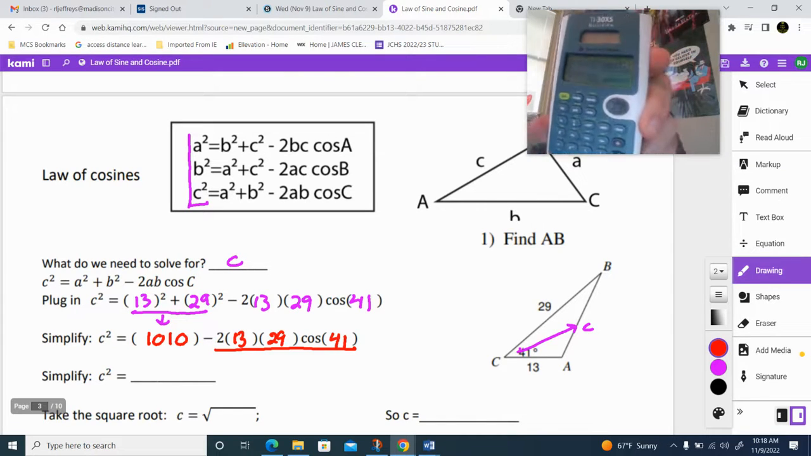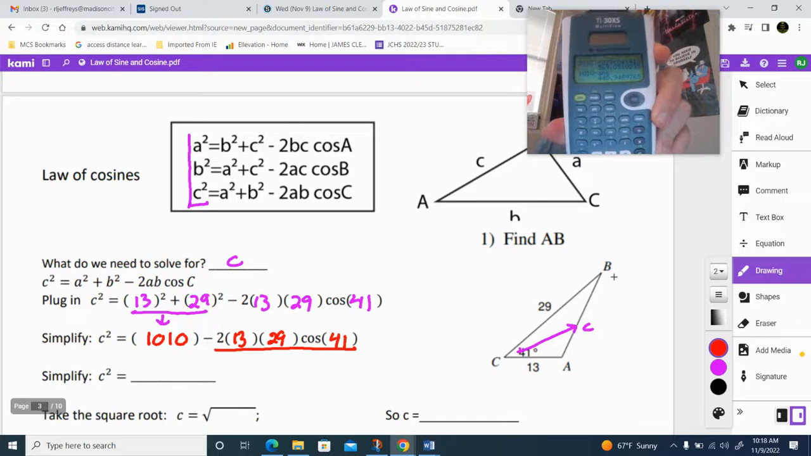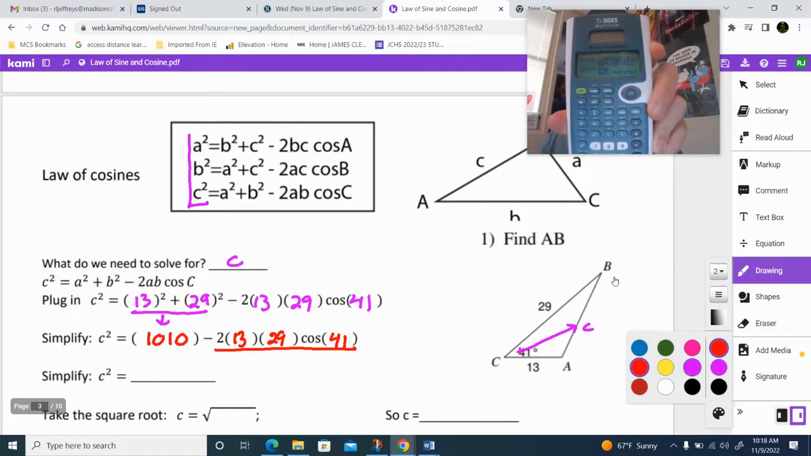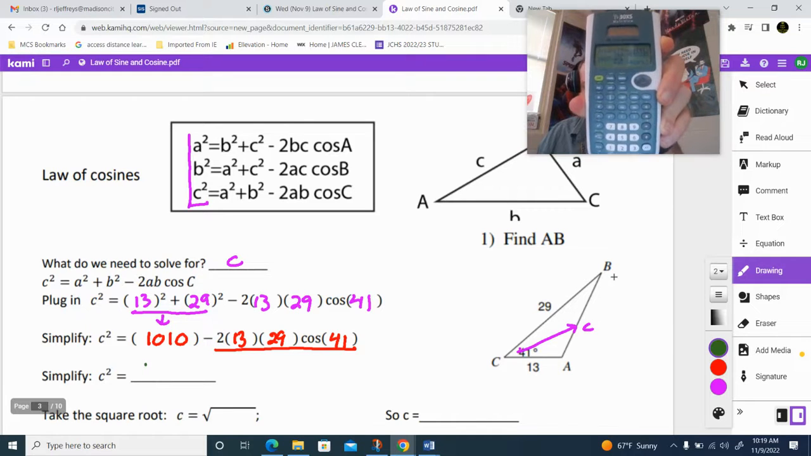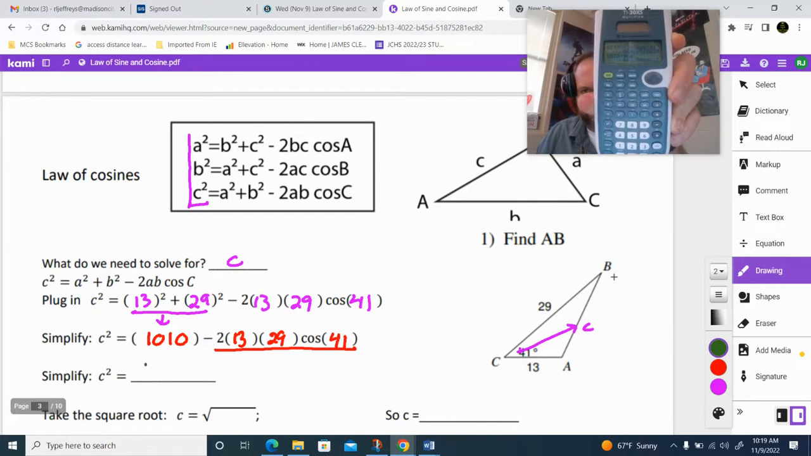So we get this, which is... and I know somebody's like, Mr. Jeffries, can't you just type it in all at once? Probably. I'm going to double check. It's been like 2 or 3 years since I've done this.